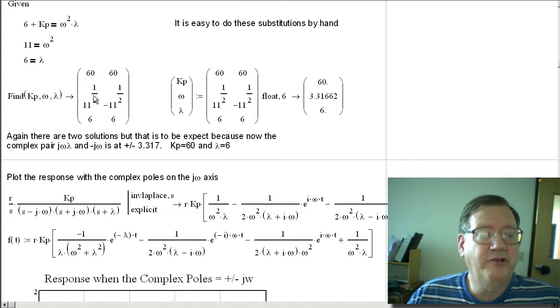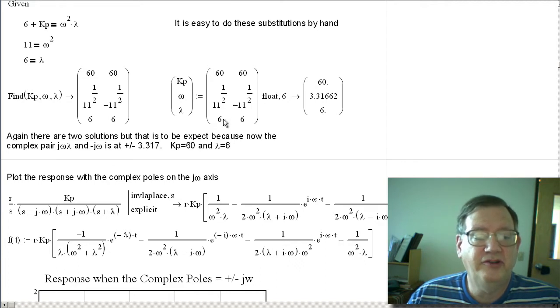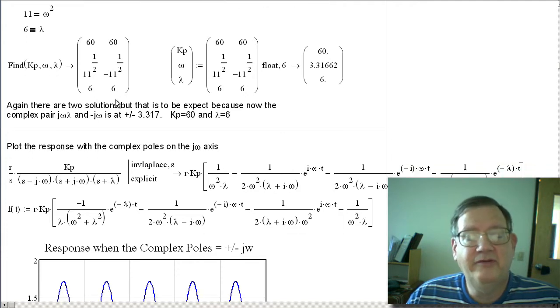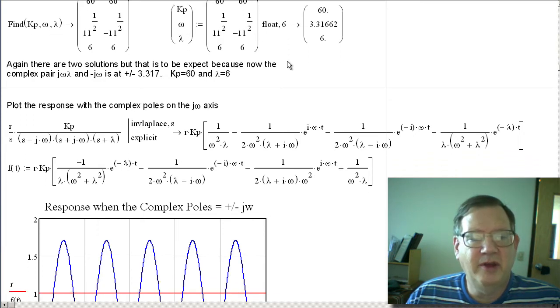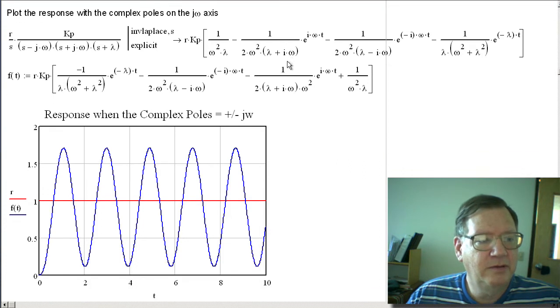The frequency is going to be 3.3 radians per second. That's going to be plus or minus. You see there's two solutions. And the real pole is going to be at negative 6 radians when the gain is 60, and the two complex poles are on the imaginary axis. So let's plot that out.